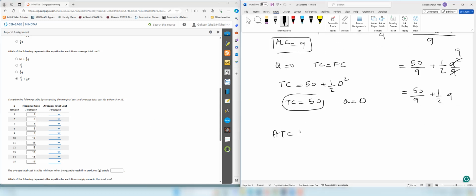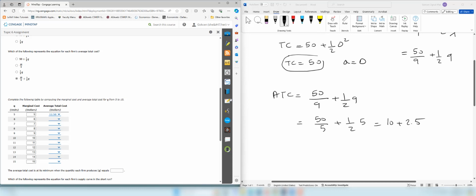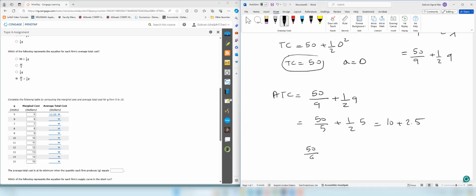Average total cost is equal to 50 divided by Q plus 1/2 Q. So we are going to calculate for each quantity. 50 divided by 5 plus 1/2 times 5, which is 10 plus 2.5, 12.5. And for 6, that is 50 divided by 6 plus 1/2 times 6. 50 divided by 6 is 8.33 plus 3, 11.33.